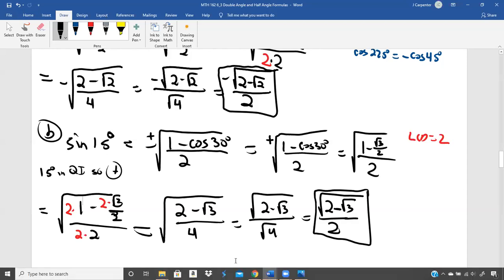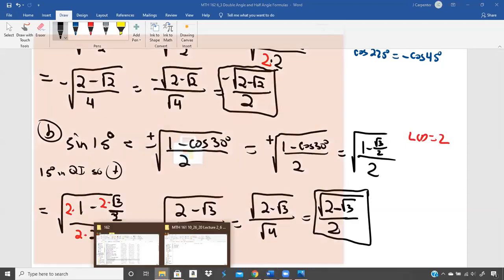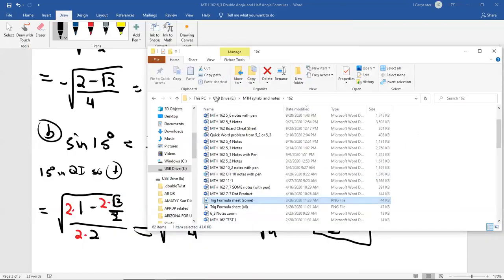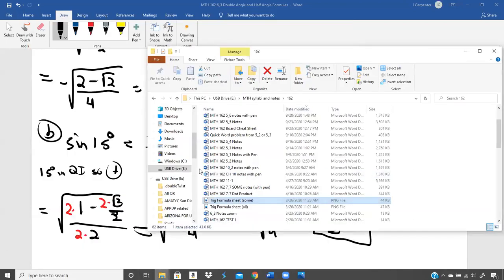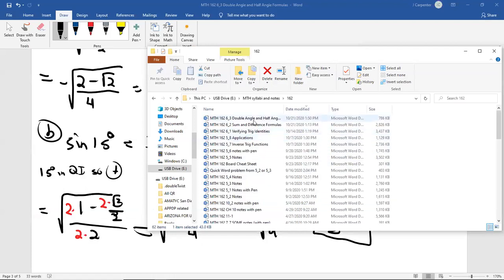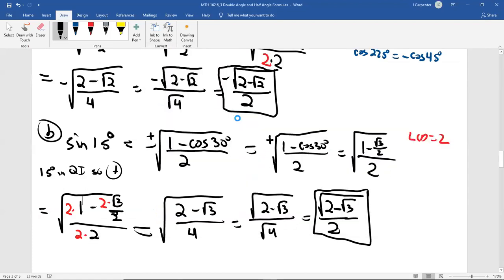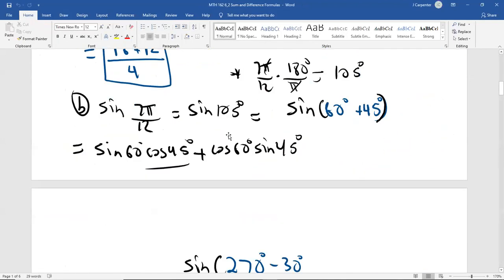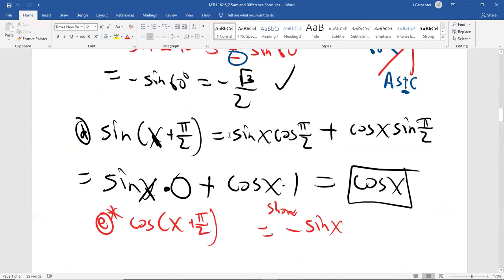So I want to pull up something. I always forget if I did sine or cosine previously. I don't know what I just clicked. Can't tell, this isn't my computer. Did we do sine of 15 degrees? We did cosine. So close, but.